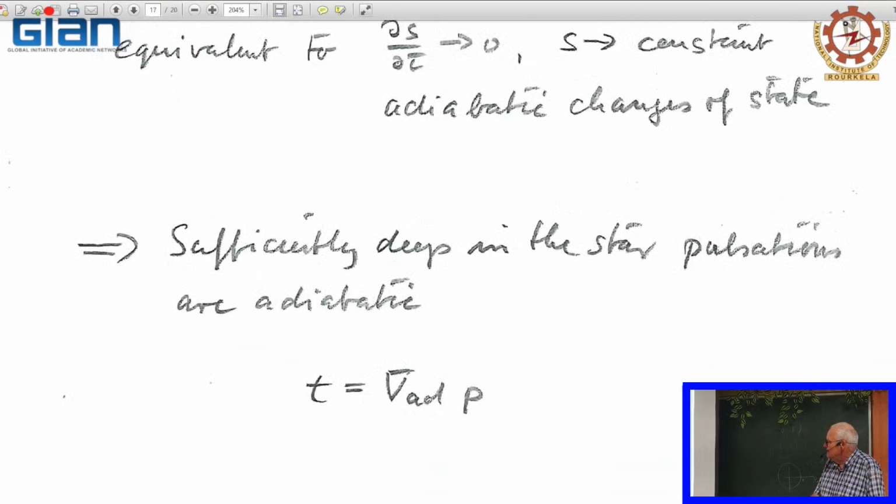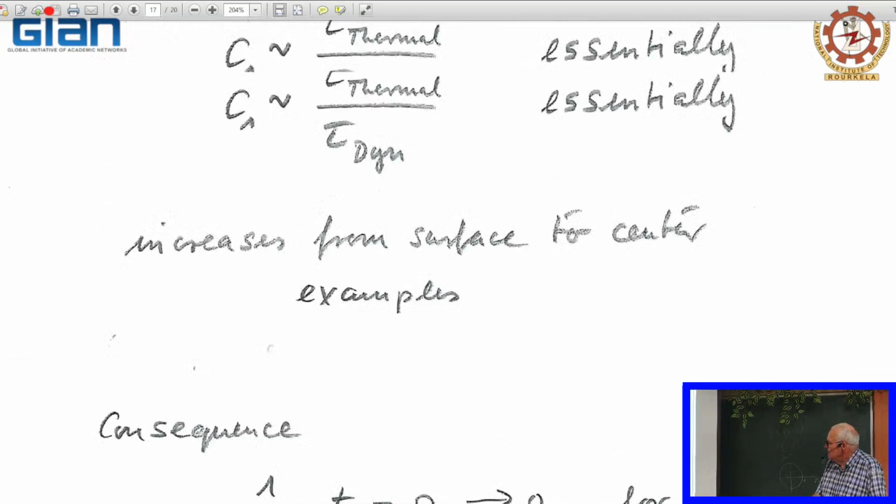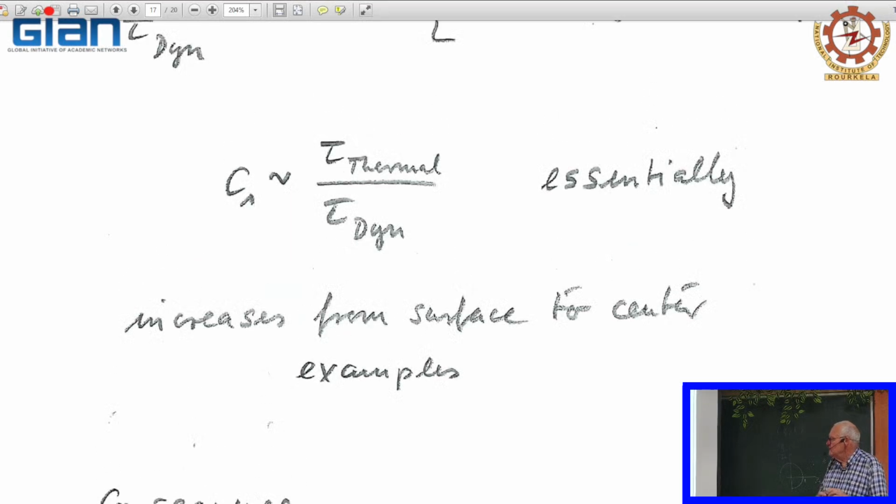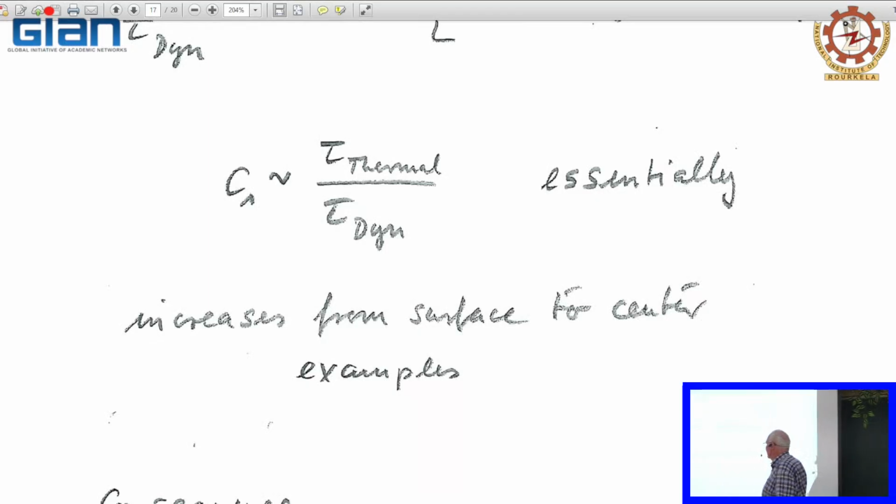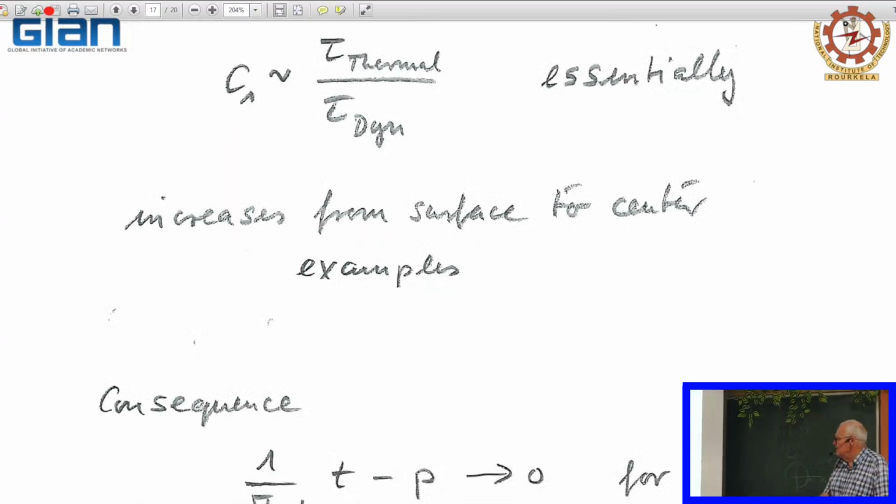So these are the examples. And actually now this coefficient C1 is essentially this ratio, and therefore C1 is controlled by this ratio of the two timescales, the thermal to the dynamical timescale. So what is the consequence?